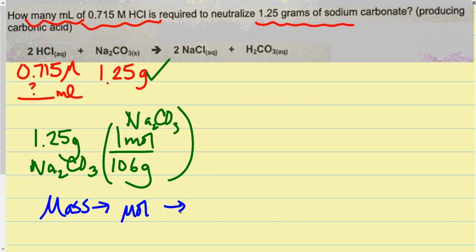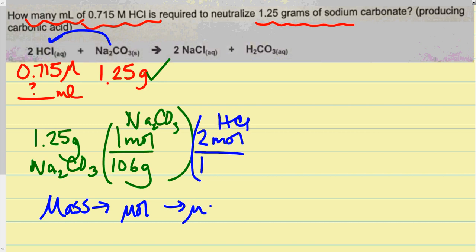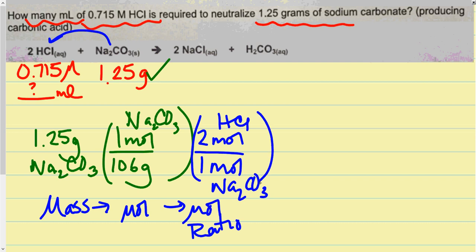Then we're going to insert the mole ratio. So in the mole ratio, we're going from sodium carbonate to HCl is 1:2. Okay, so mole ratio in terms of format. Now we are in a position that's very, very similar to what you've seen on the previous two problems in this tutorial. What do we have left? We have molarity. We want to get to volume. So if you think about it, what do you want to do with that molarity? You want to flip it.